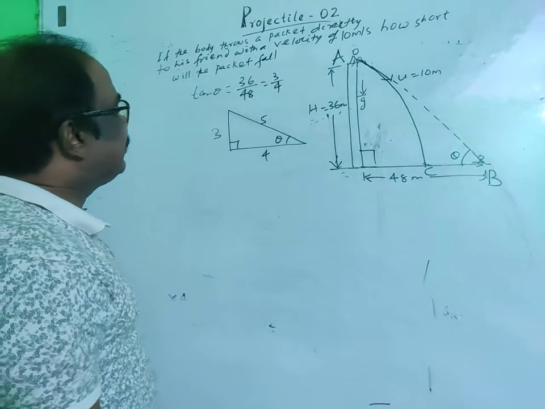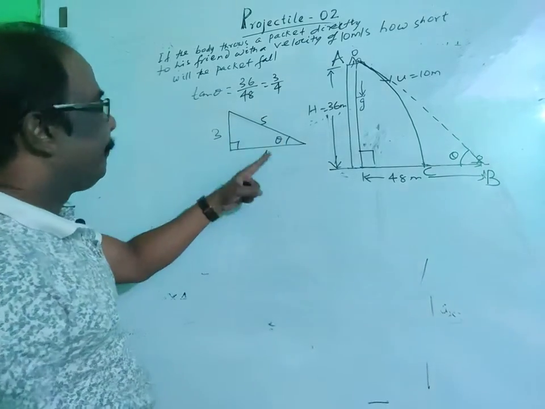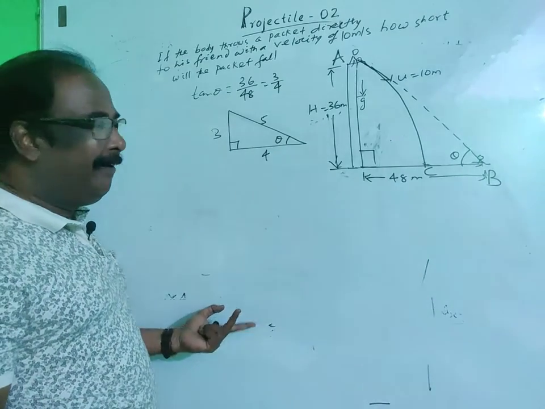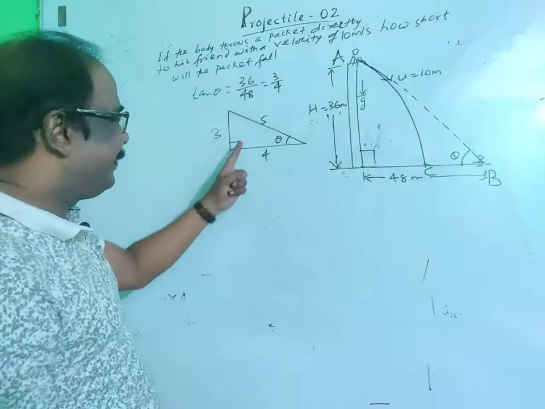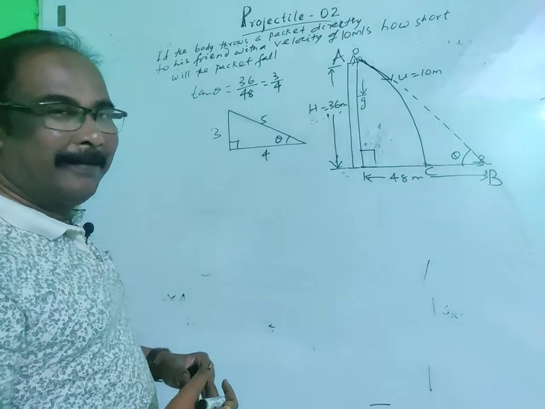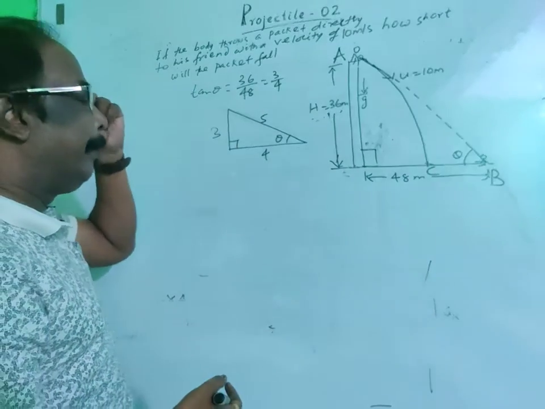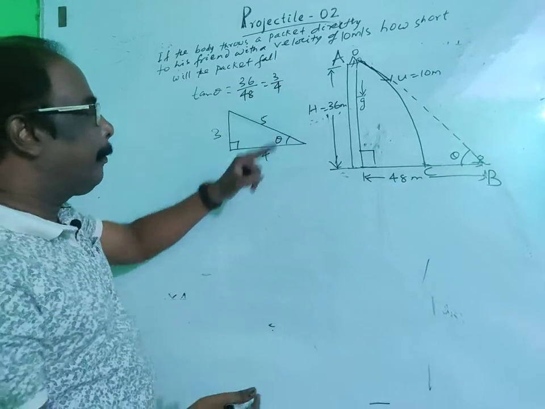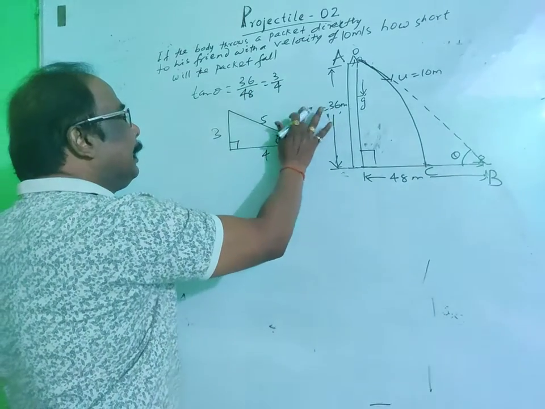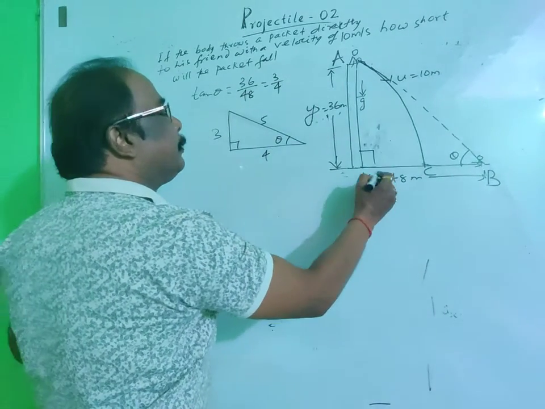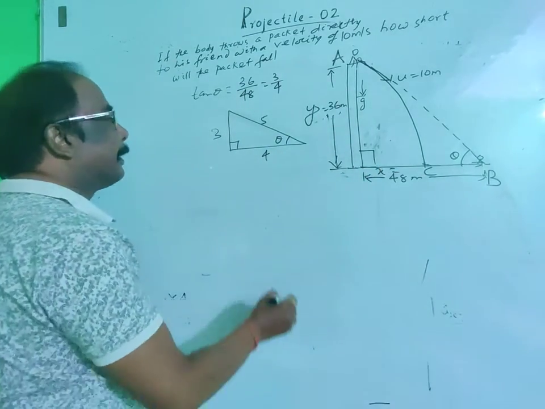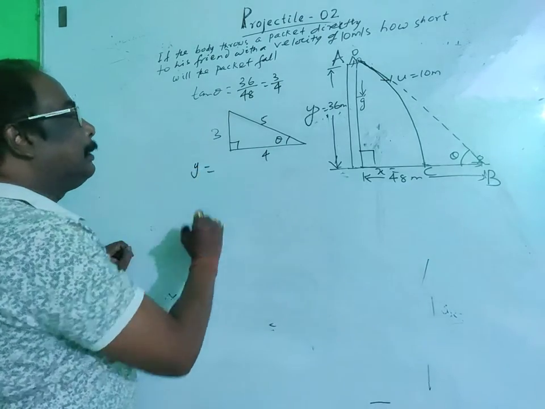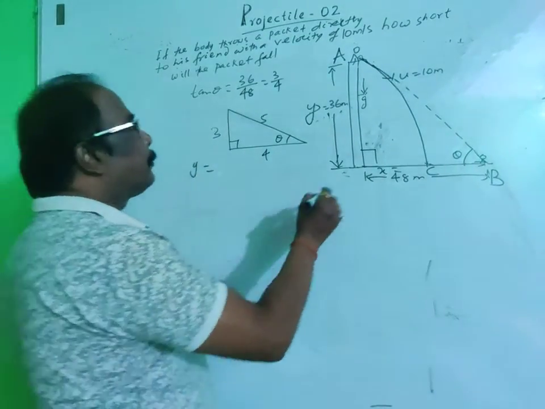Tan theta is 3 by 4. Then we can get sin theta and cos theta using this right angle triangle. Let this vertical displacement be y and this horizontal displacement be x.